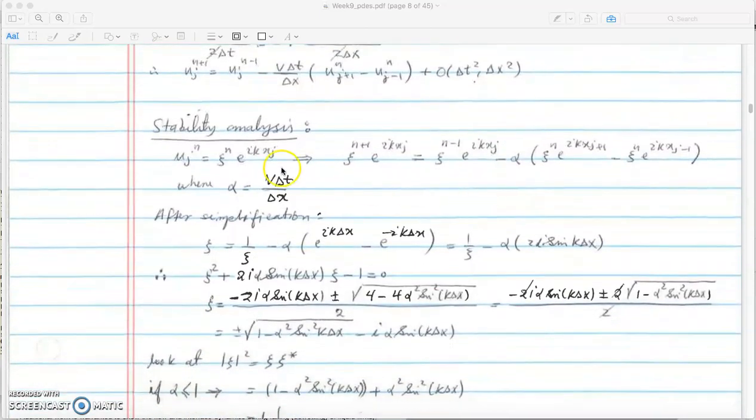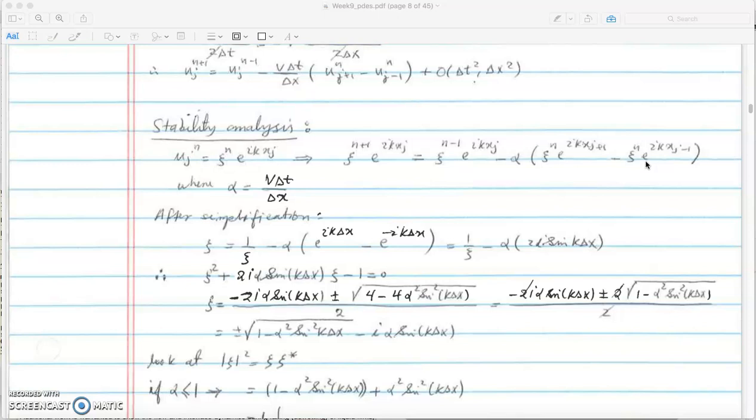So we're going to do a stability analysis. We replace all the terms u_j^n by xi raised to the n power times exponential of i k x_j as before. So this is coming from the first term. This term is coming from the first term on the right, and then minus, we're going to call this alpha, and then from here we get xi^n exponential of i k x_(j+1), and from this term we get xi^n exponential of i k x_(j-1).